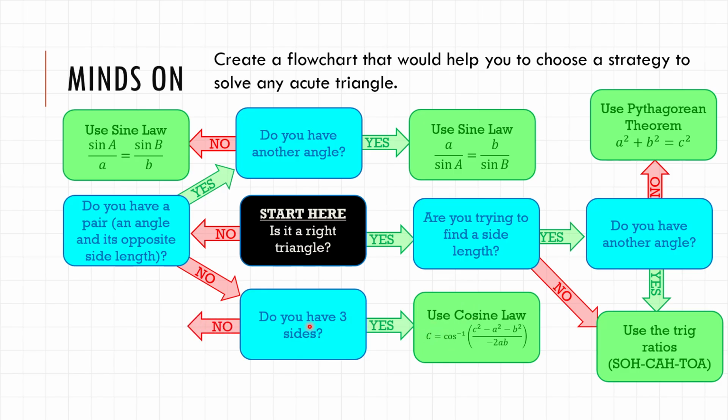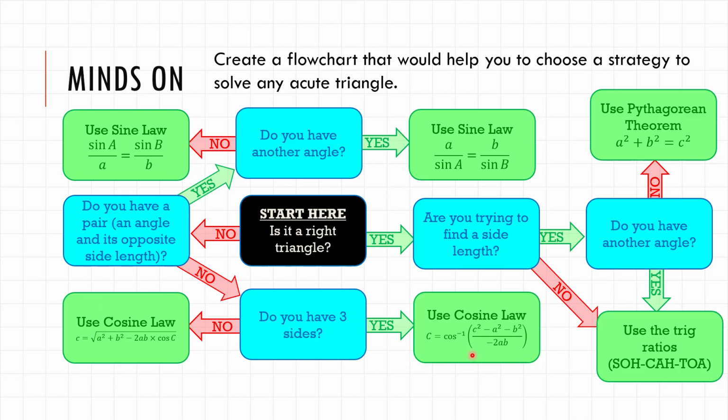But if we don't have three sides, which means we have two sides and we have the angle in between, right? So it's not a right triangle, it's an acute triangle. We don't have a pair, so we can't have any angle that is opposite a side. But we don't even have three sides. We have two sides. So if we have either of those opposite angles, then we would have a pair, but that's not true. So that means we must have two sides and the angle in between, and that means we need to use the cosine law version that has a side length isolated.